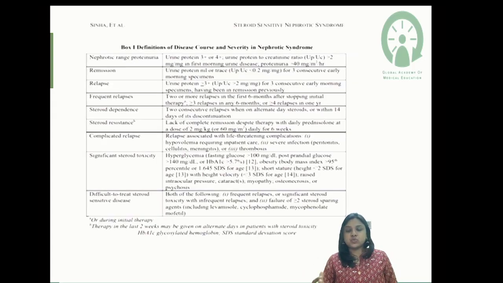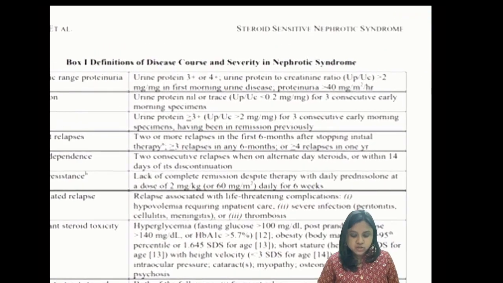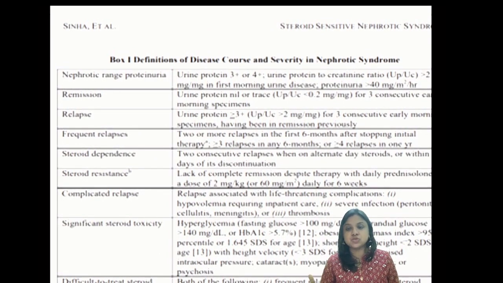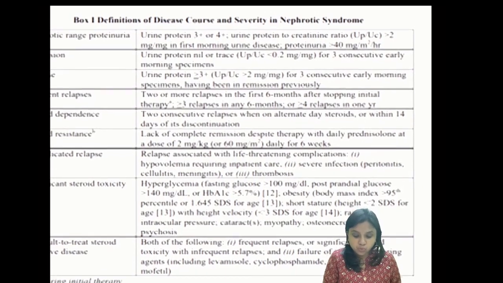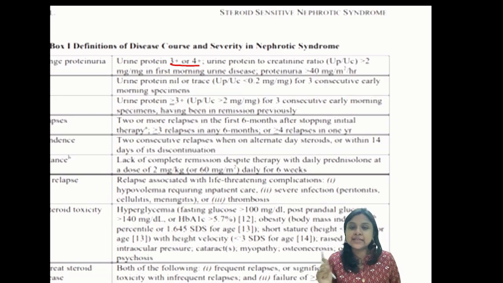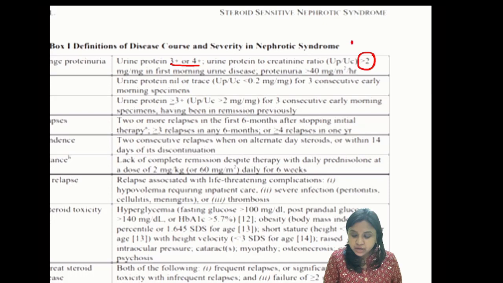Now, before I go to the next question, I will just have a revision of the important definitions that are asked in nephrotic syndrome. So first, as I said, the most important thing that you need to remember regarding nephrotic syndrome is the massive proteinuria or nephrotic range proteinuria. So what do I mean by nephrotic range proteinuria? It is urine protein 3+ or 4+. Or if the urine ACR, the protein to creatinine ratio, is more than 2.